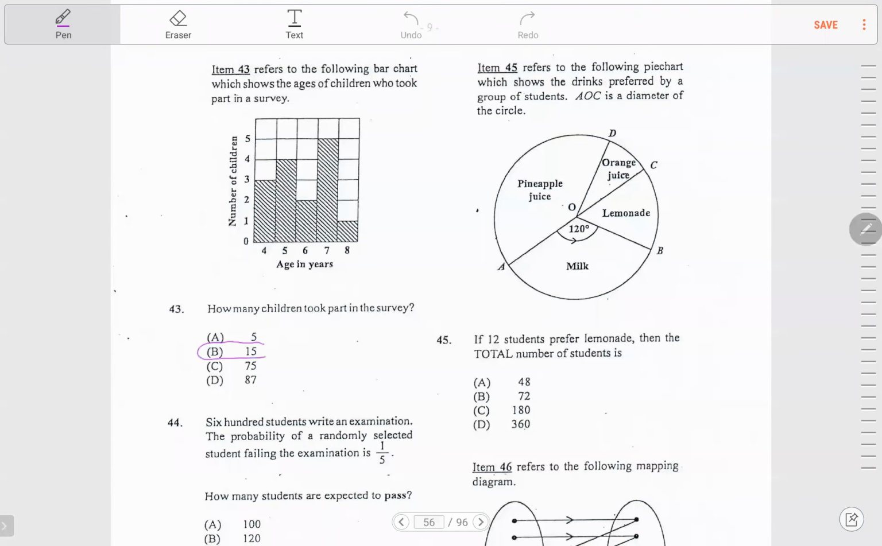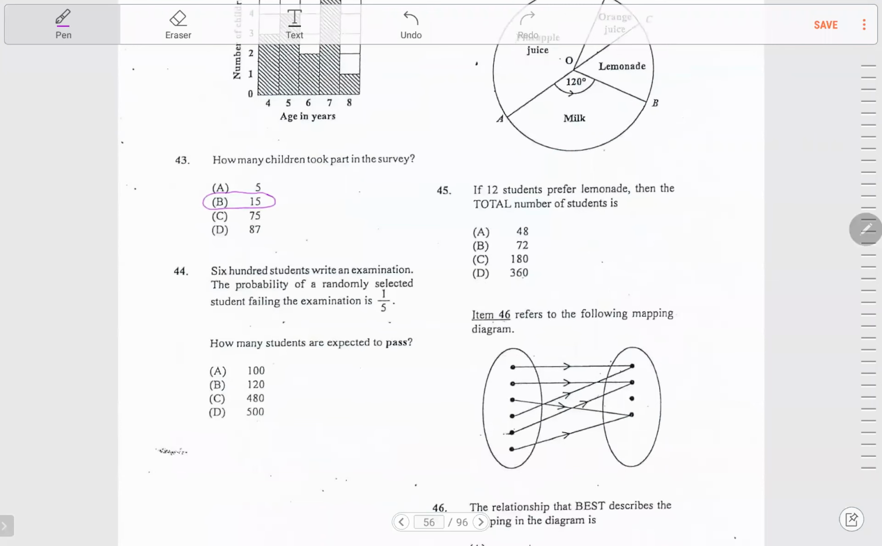We did this question twice. 600 students took part in a test. One fifth failed, so 4/5 pass, so it becomes 4/5 times 600, and that was 480. I think the last time the answer was B. It is C, because that's 480.